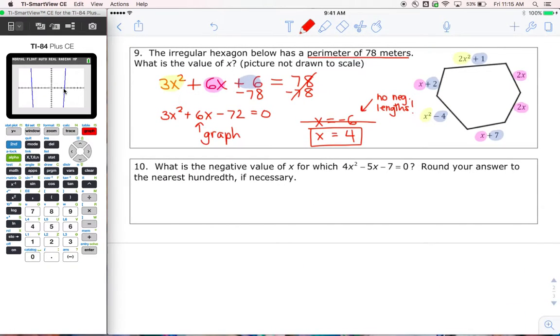Okay, last problem. Here we go. What is the negative value of x for which 4x squared minus 5x minus 7 equals 0? Round your answer to the nearest hundredth if necessary.